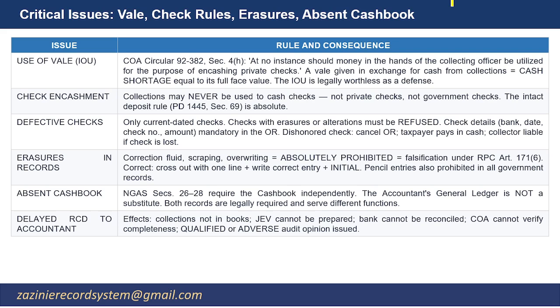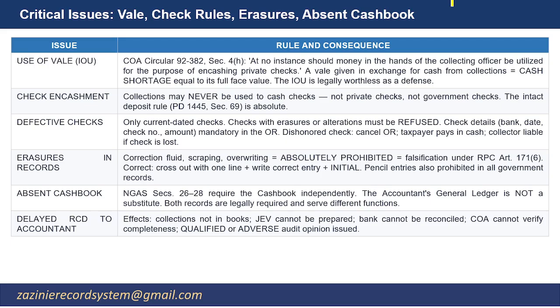5 critical warnings together. Warning 1. An IOU, given in exchange for collected cash, is treated as a cash shortage equal to its full value. The IOU has no legal defense value. Warning 2. Collections may never be used to encash any check, private or government, an absolute prohibition. Warning 3. Only current dated checks are accepted, and any check with erasures or alterations must be refused outright.